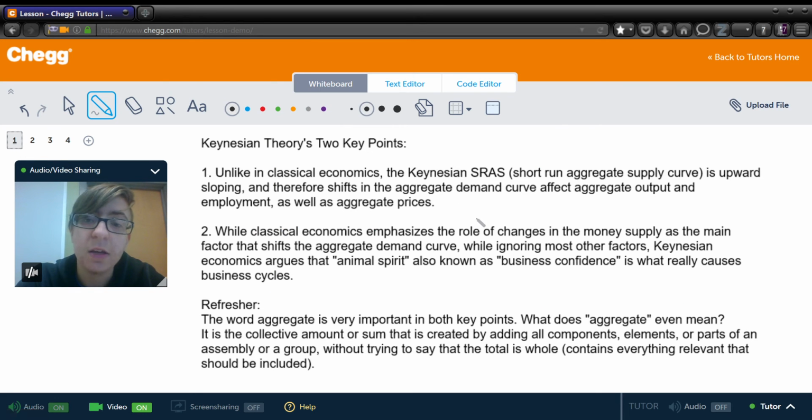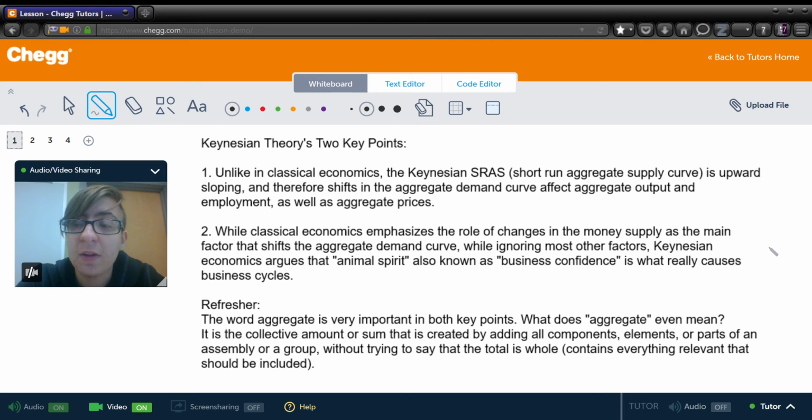The second key point is that while classical economists emphasize the role of changes in the money supply as the main factor that shifts the aggregate demand curve, while ignoring most other factors, Keynesian economists argue that animal spirit, also known as business confidence, is what really causes business cycles.